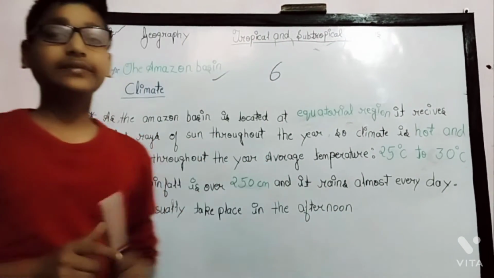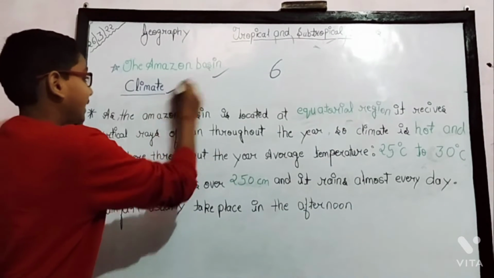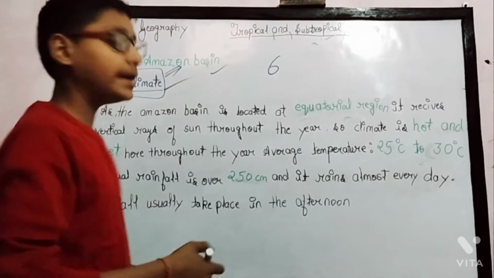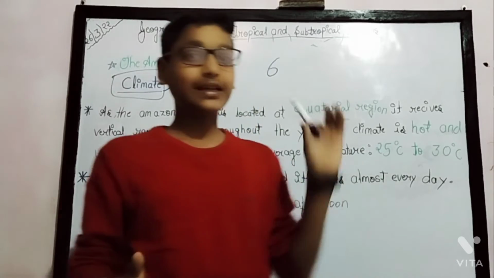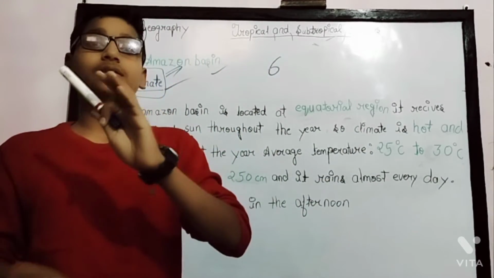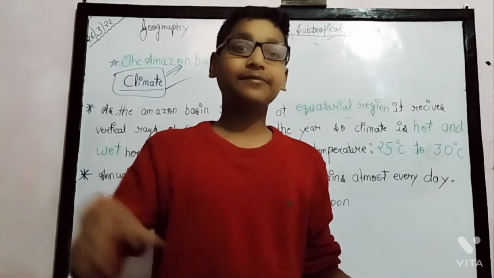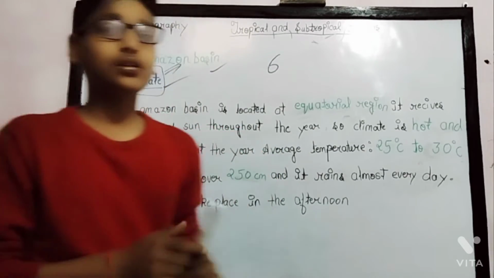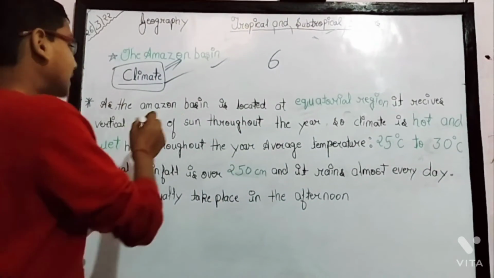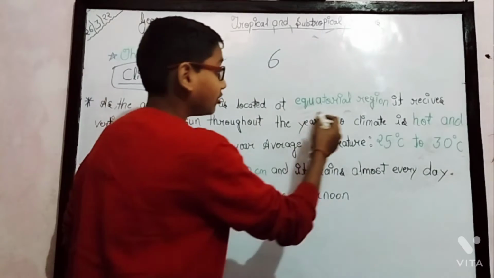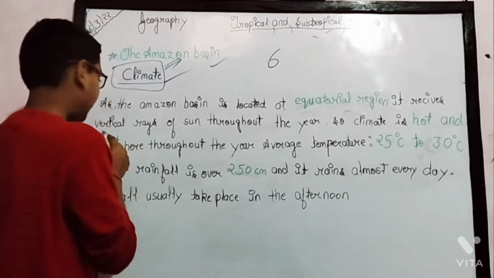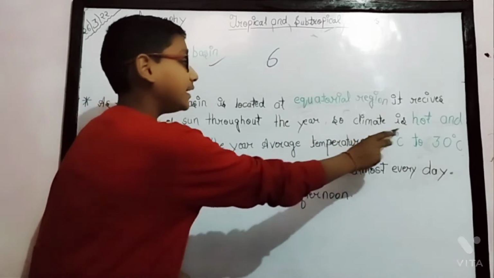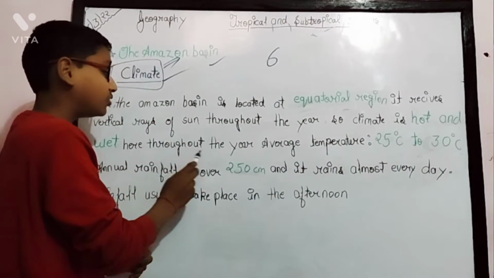So in this video we will understand the climate of the Amazon Basin: what the climate is, how much rainfall it gets, and so on. We will understand the whole thing in this video. So now let's start. As the Amazon Basin is located in the equatorial region, it receives vertical rays of the sun throughout the year. So the climate is hot and wet here throughout the year.